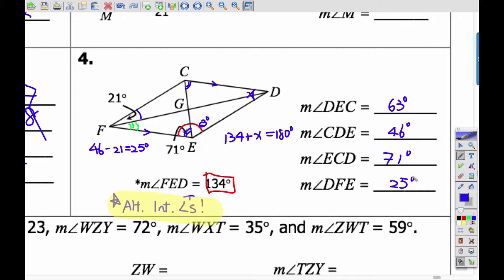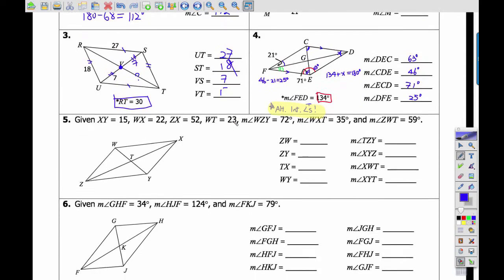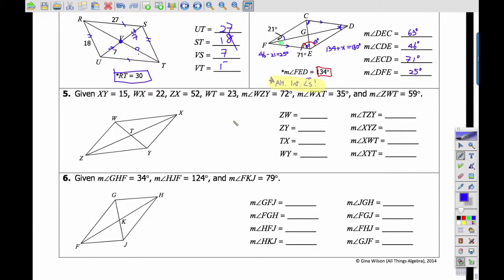degrees for DEF. Okay? So again, number 4 is very representative of many parallelograms when you are asked to find various angles. Keep in mind, one of the keys to this is to use the alternate interior angles when you have parallelograms. So let's look at one more. Let's look at number 5.